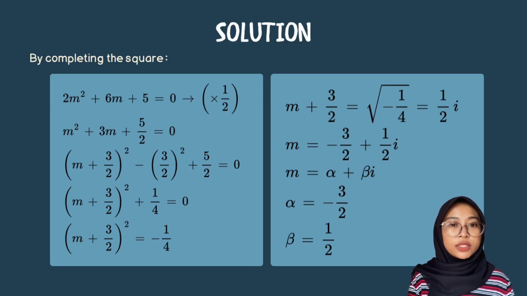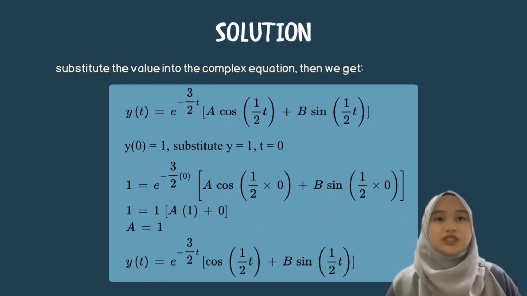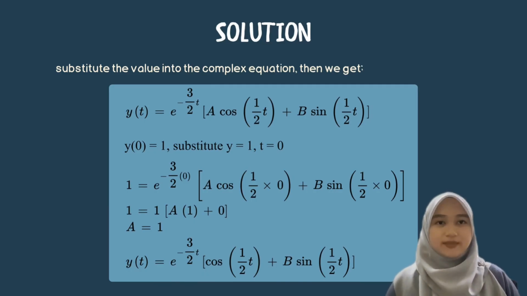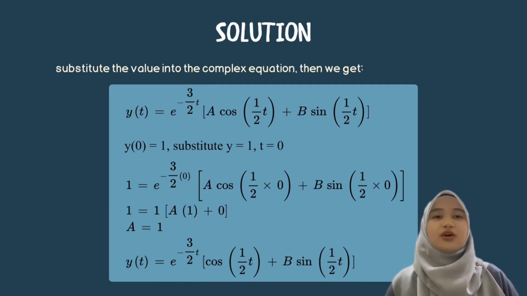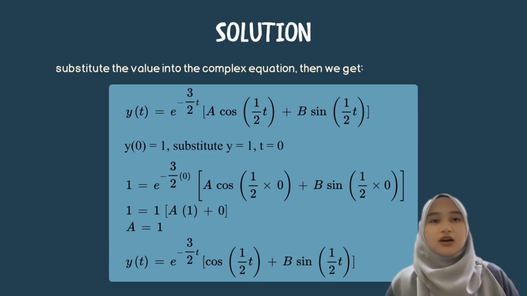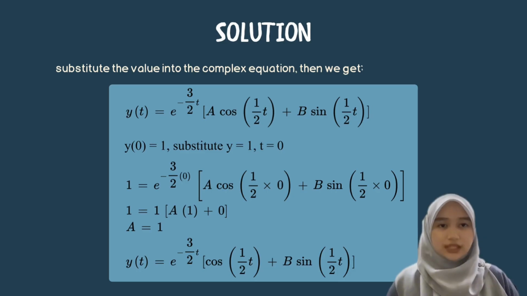value of alpha, which is negative 3 over 2, and the value for beta is 1 over 2. Next, we substitute the value of beta into the complex equation above. From our earlier step, we found that beta is equal to 1 over 2. So, the general form of y of t becomes e to the power of negative 3 over 2t multiplied by the bracket of a cos 1 over 2t plus b sin 1 over 2t.